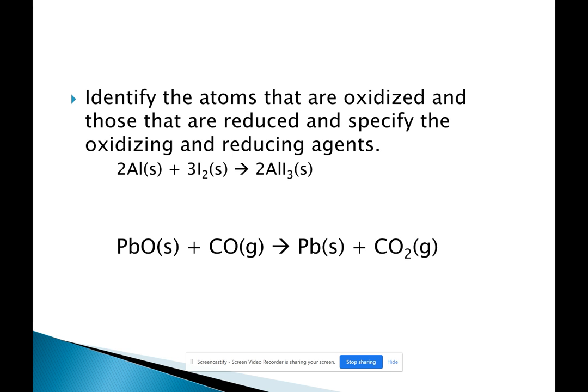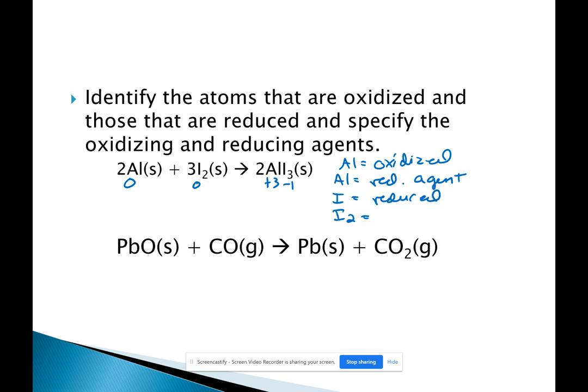So doing this one, aluminum's going 0 to +3, iodine's going 0 to -1. So aluminum is being oxidized. It's by itself, so it is also just aluminum that is the reducing agent. The iodine is being reduced, and so it is the I2, the reactant containing that iodine, that is the oxidizing agent.